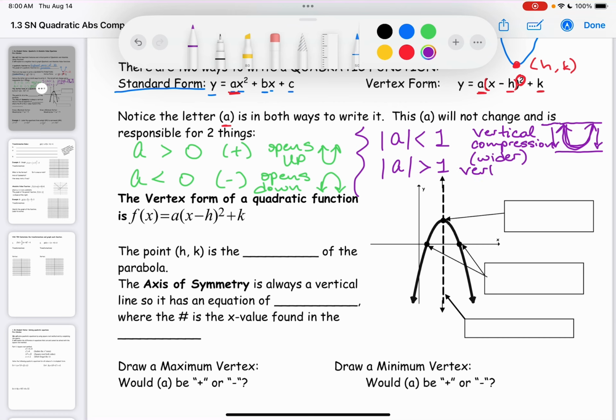And then if the absolute value of A is greater than 1, it is going to vertically stretch, which again would be like if you grab this point here and this point here, and this one was anchored and you just pulled up. So what's it going to do? It's going to get taller and it's going to get narrower. So it's going to get narrower as you vertically stretch it. That's the two pieces of information that A gives us. It's a pretty important first little detail when we're dealing with these quadratics.